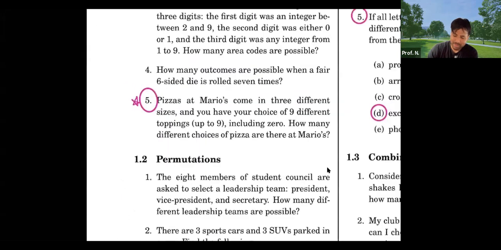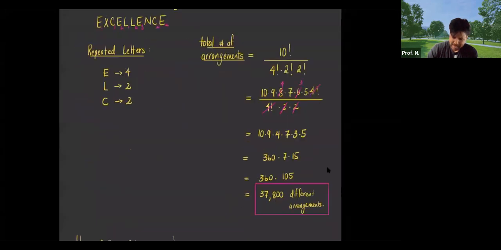Yeah, let's talk about that. Let's talk about probability, pineapple pizza.